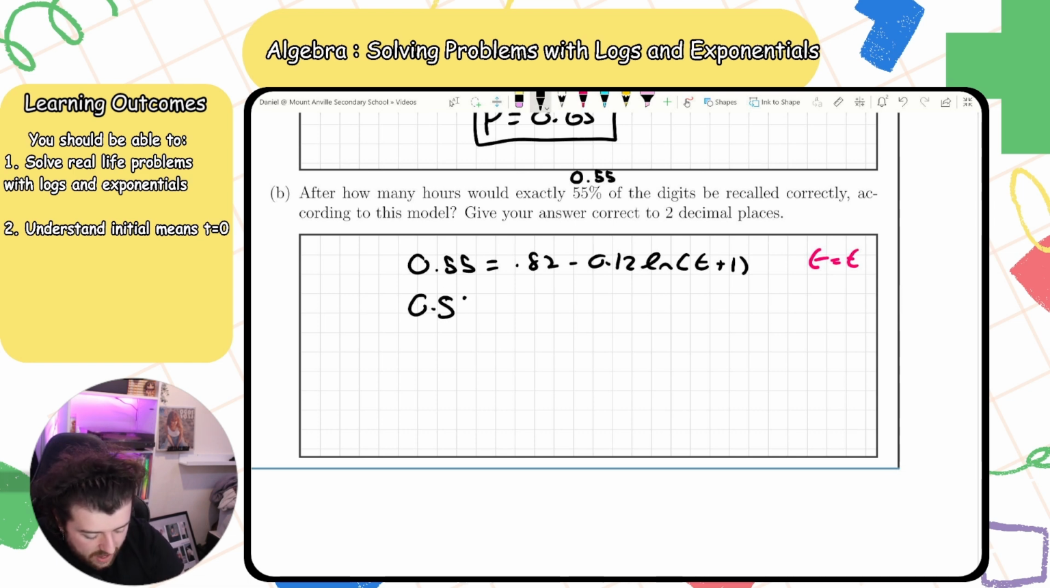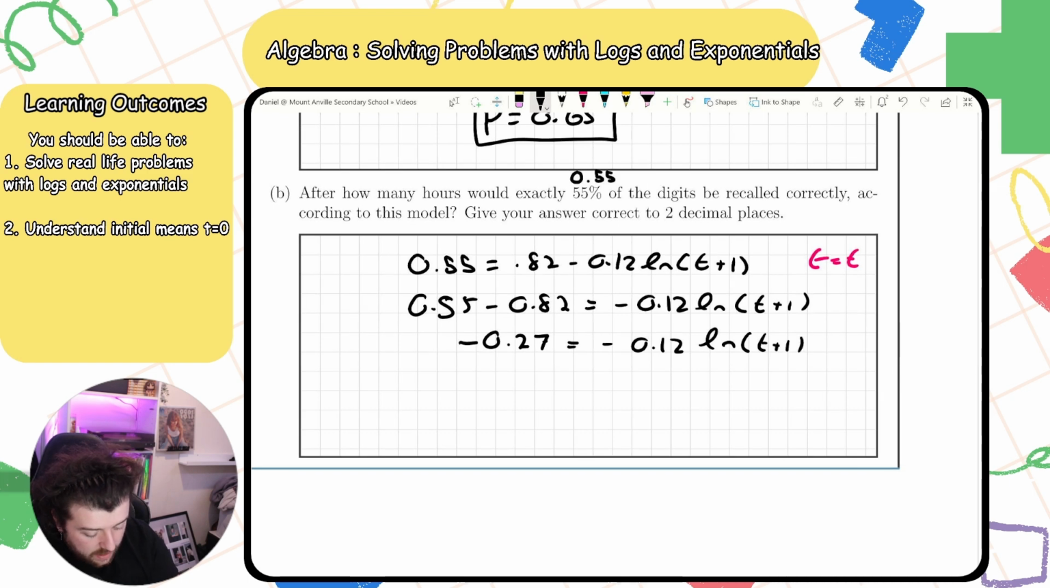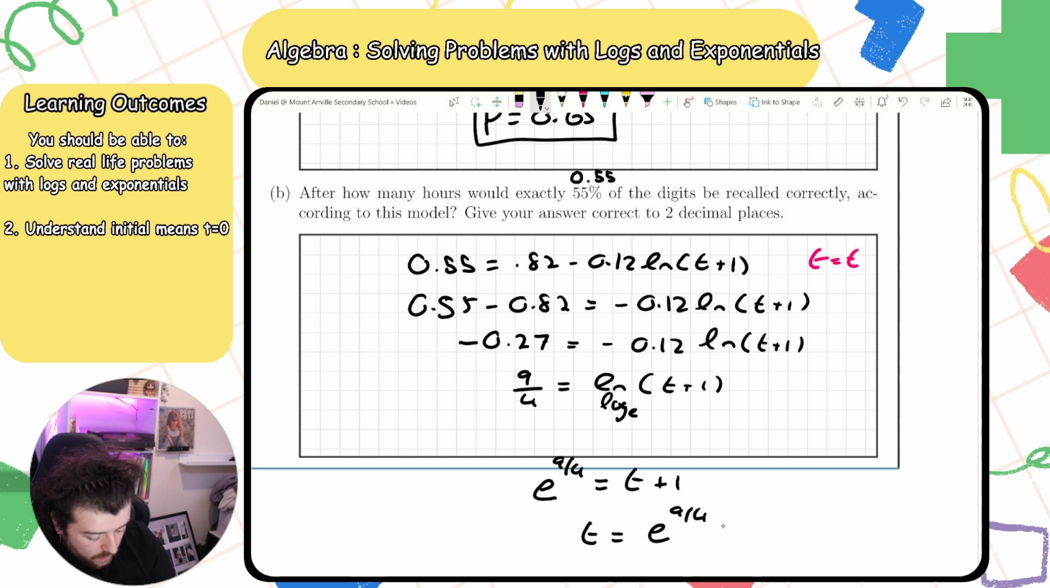So 0.55 minus 0.82 equals minus 0.12 ln(t plus 1), so minus 0.27 equals minus 0.12 ln(t plus 1). Divide both sides by minus 0.12. We're going to get 9 over 4 is equal to ln(t plus 1). Then converting this to index form, remember ln is equal to log e. So my base is e, my argument is t plus 1, and my power is 9 over 4. So e to 9 over 4 is equal to t plus 1. t is going to equal e to the power of 9 over 4 minus 1.